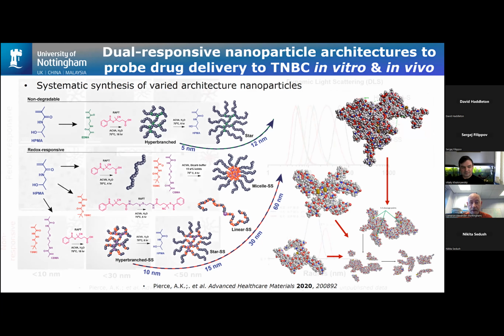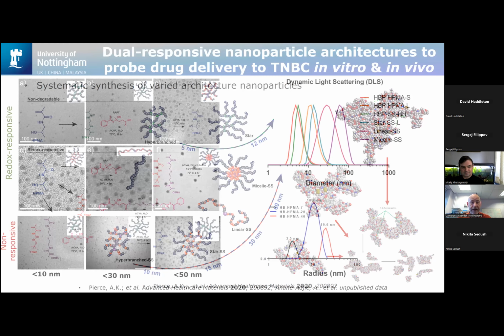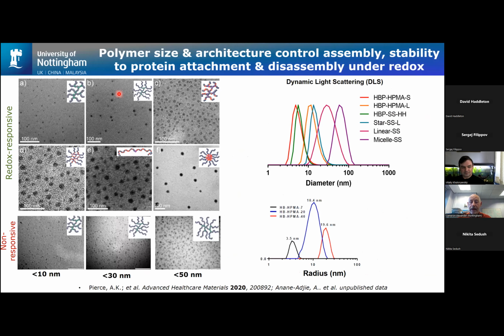And so just to show you that we made what we wanted to make, we made a bunch of polymers: stars, hyperbranched, linear polymers, micellar type systems, degradable and non-degradable. And we had a range of sizes. So you can see in the DLS that we had a range of different sizes. And of course, we confirmed it by TEM. One of the things that's really important is to do orthogonal methods, so you don't rely on just one characterization technique.